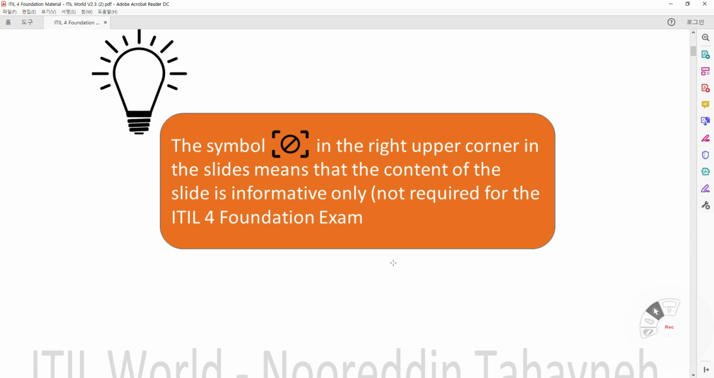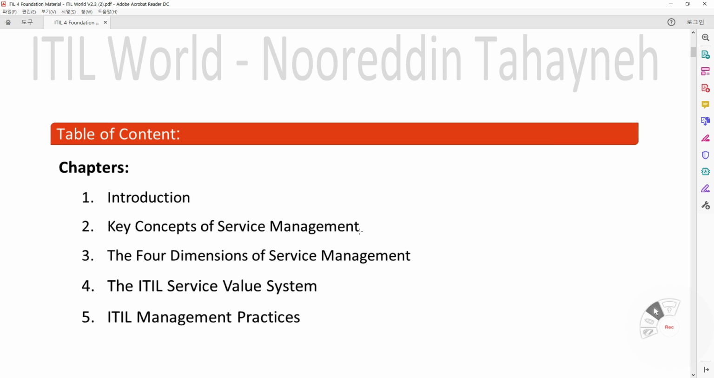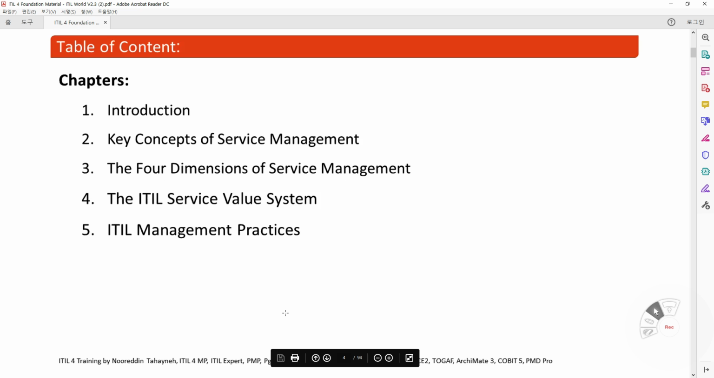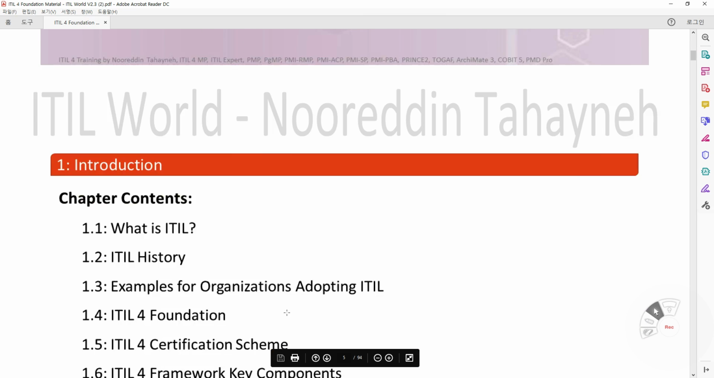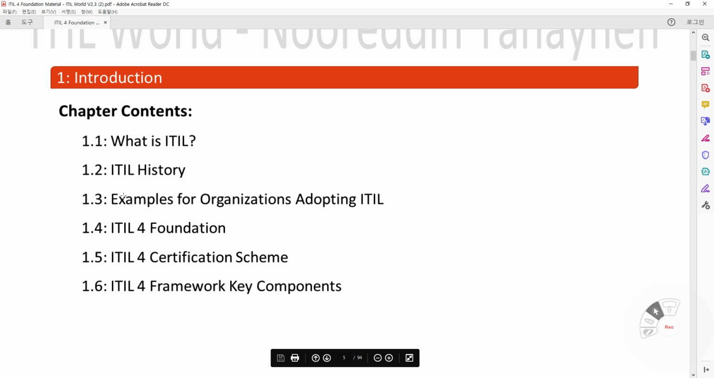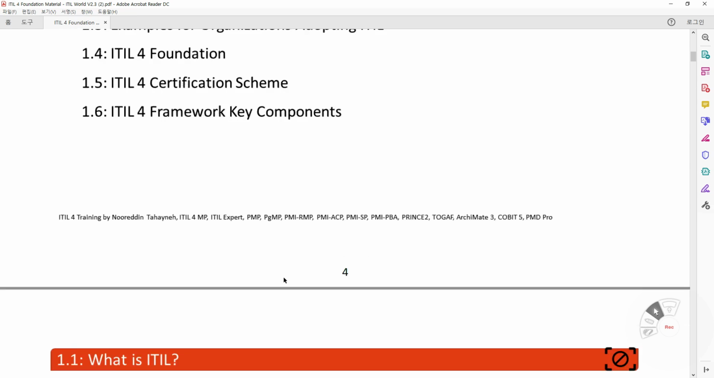The symbol in the upper right corner of the slide means that the content of the slide is informative only, not required for the ITIL 4 Foundation exam. Table of contents: One, Introduction. Two, Key concepts of service management. Three, The four dimensions of service management. Four, The ITIL service value system. Five, ITIL management practices. Introduction: What is ITIL? ITIL's story. Examples of organizations adopting ITIL. ITIL 4 Foundation, ITIL 4 certificate scheme, ITIL 4 framework key components.